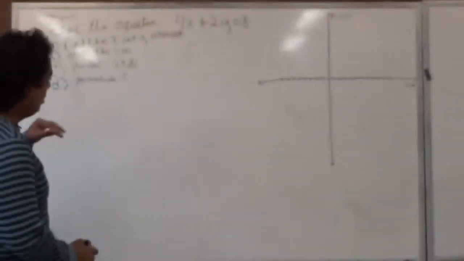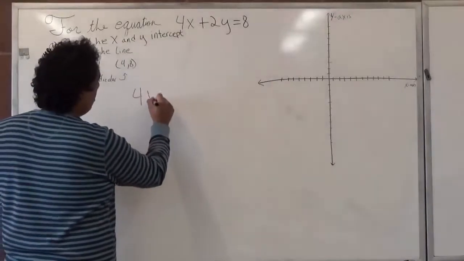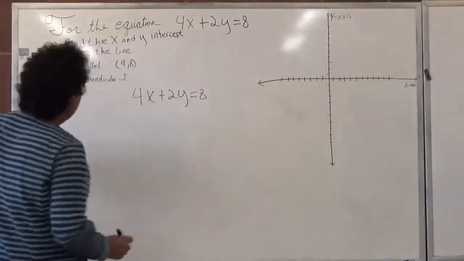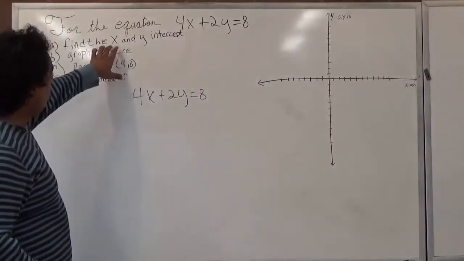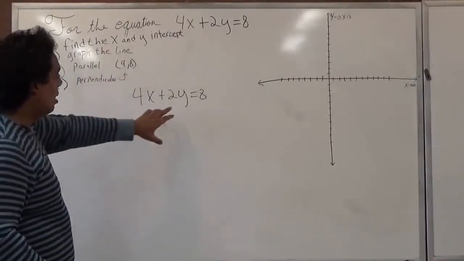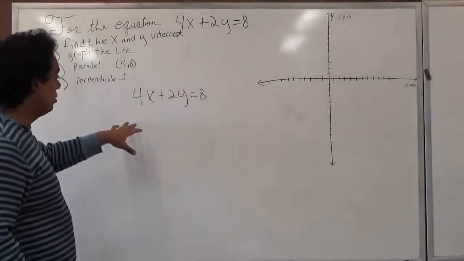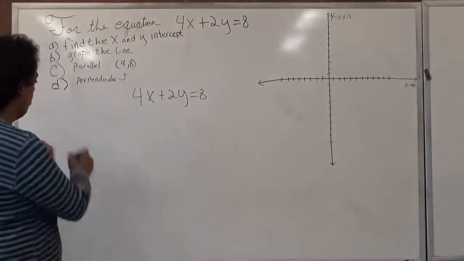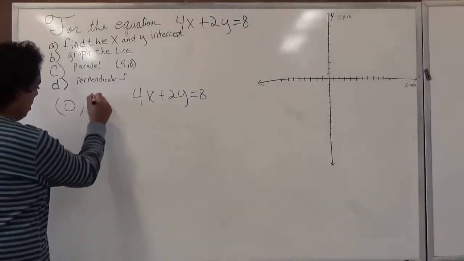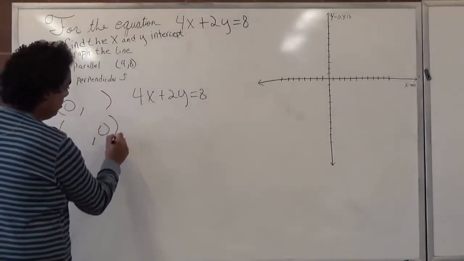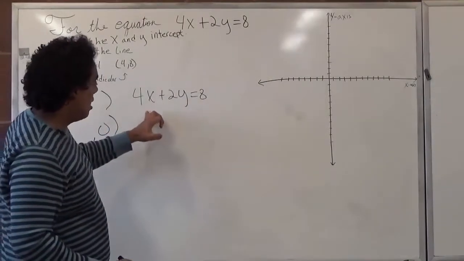So I'll just rewrite it here. Equals 8. If you recall, the x-intercept is when our y is equal to 0, and the y-intercept will be when our x is equal to 0. So we're looking for 2 points. One will be 0, comma, and a number, and the other one will be a number, comma, 0. So let's start with our x.